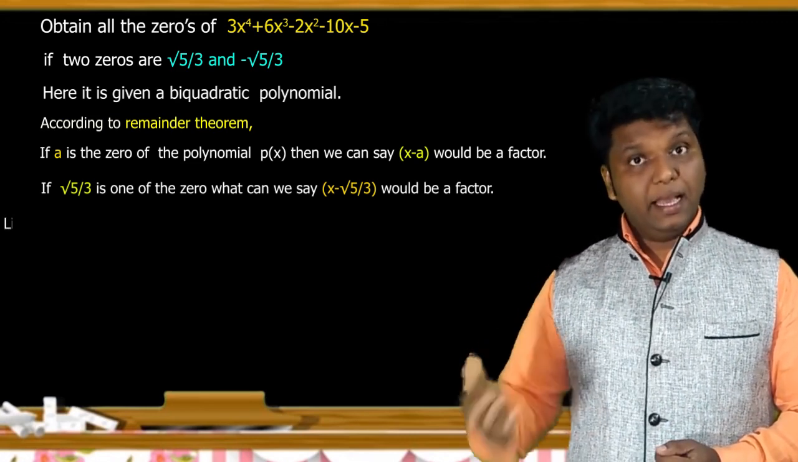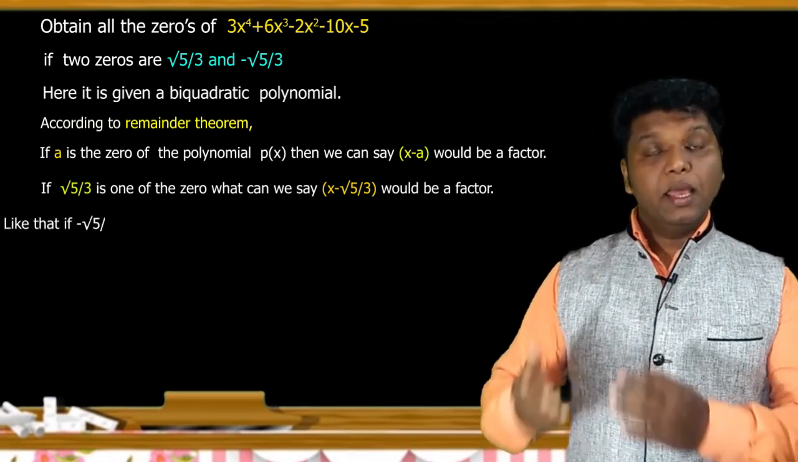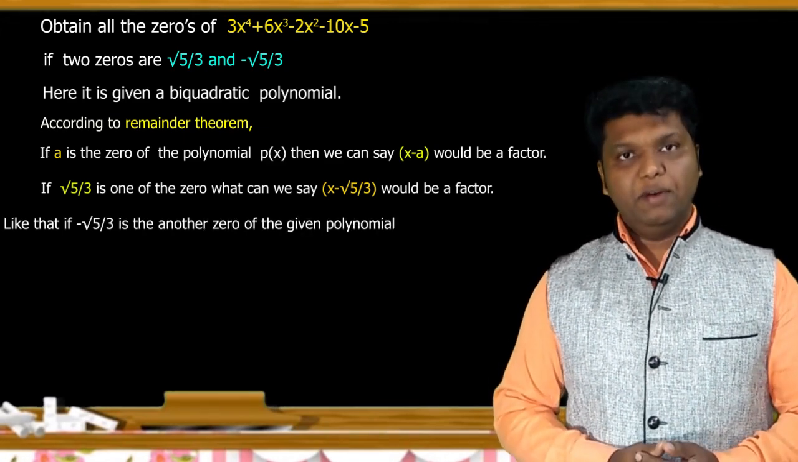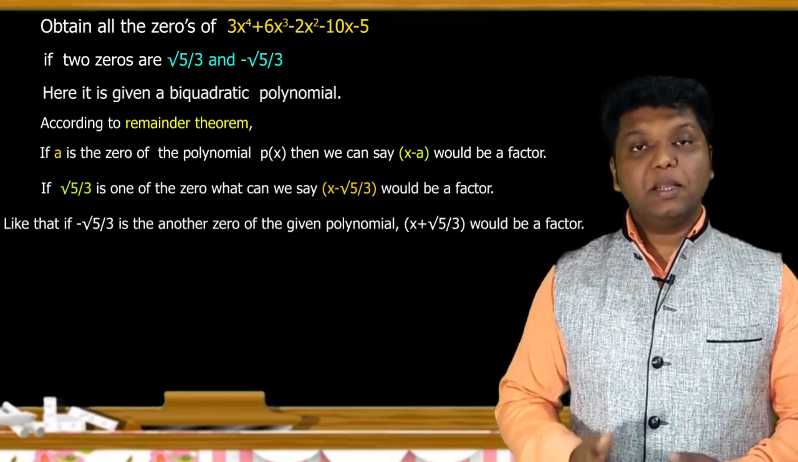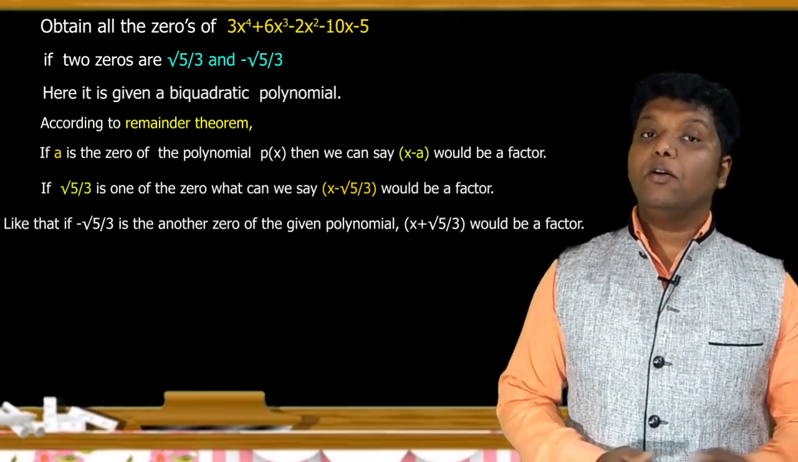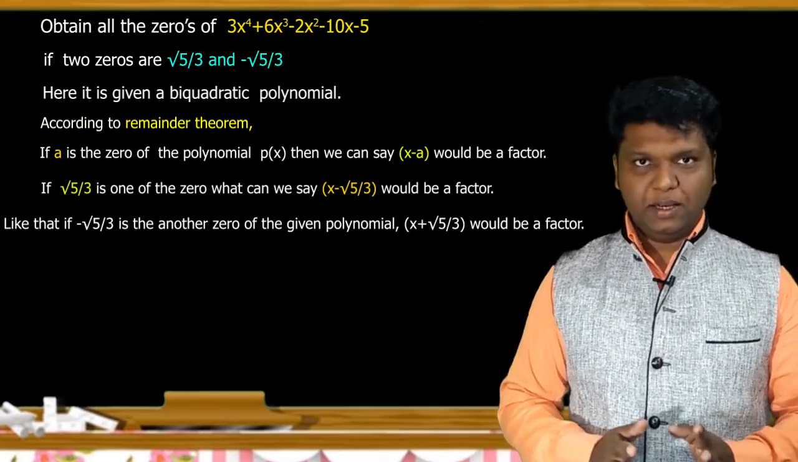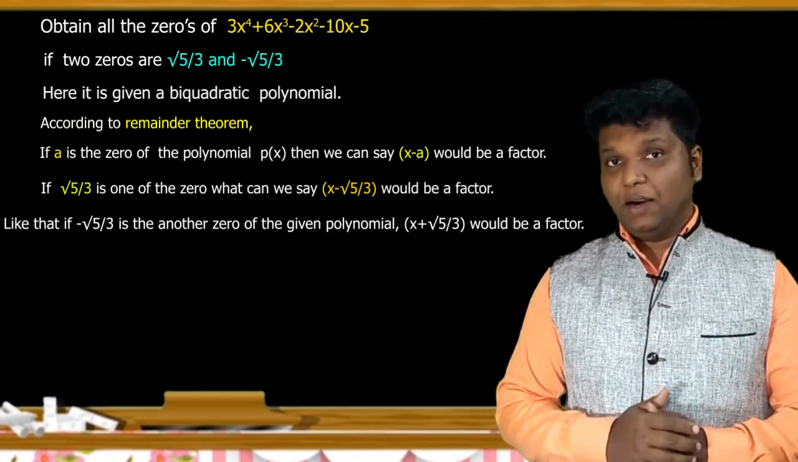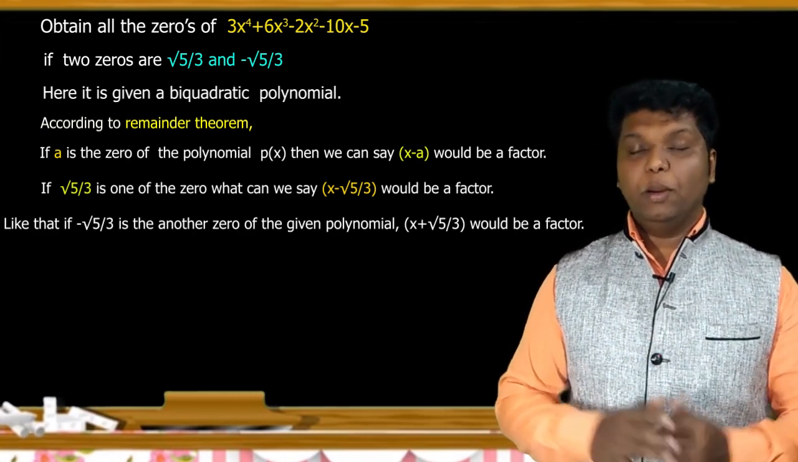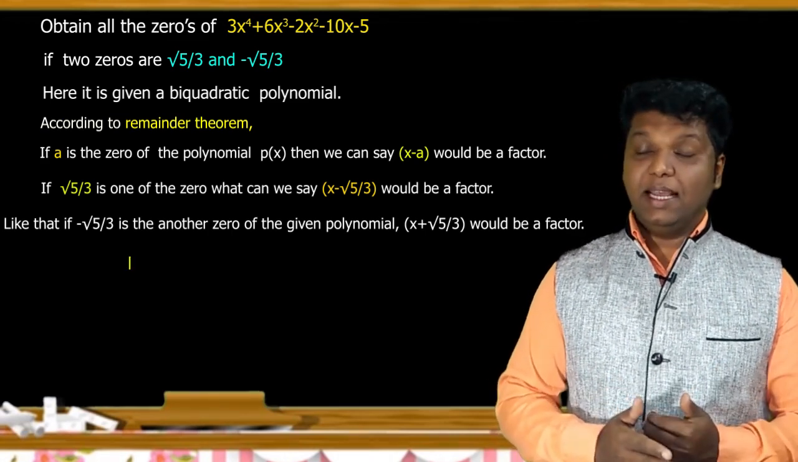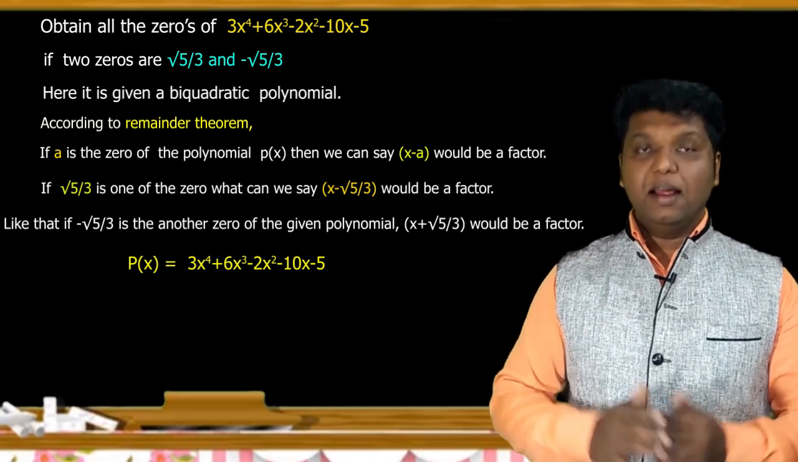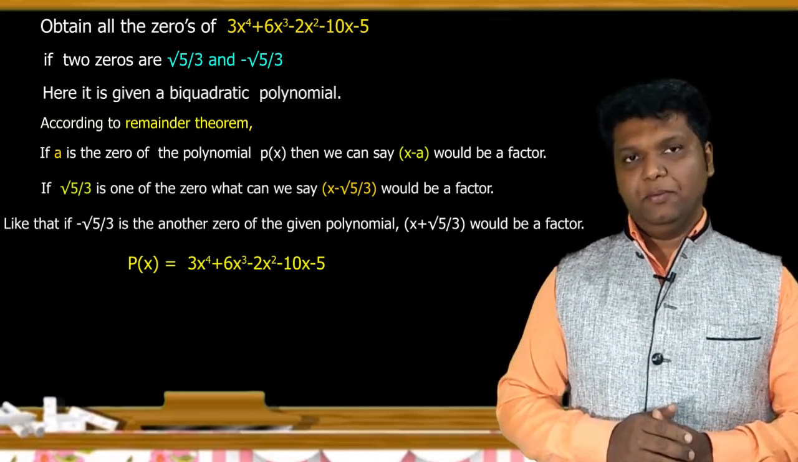And similarly we can say this also: as minus root 5 by 3 is the second zero of the given polynomial, that means x plus root 5 by 3 will be a factor of the given polynomial p of x, is it? So first of all, let us get into the question. First, what we have to write? We have to write the polynomial p of x is equal to 3x raised to 4 plus 6x cube minus 2x square minus 10x minus 5.